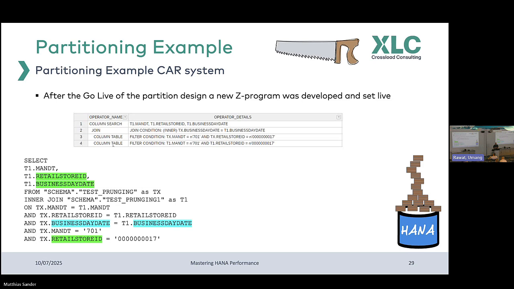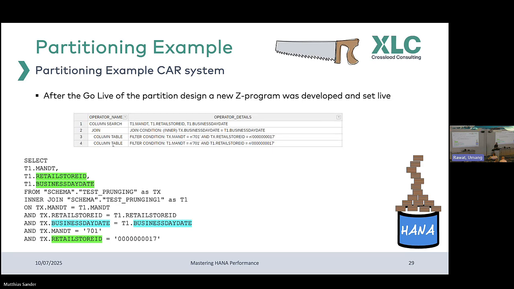So it's not exactly the executed statement, but at the end, it was a join against both of the tables. But business day date was not part of the join. It was part of the join condition, but not part of the where condition. And the problem with partition pruning is, the first-level partition was done on retail store ID and business day date, and partition pruning only works if both of the conditions are in the where clause.